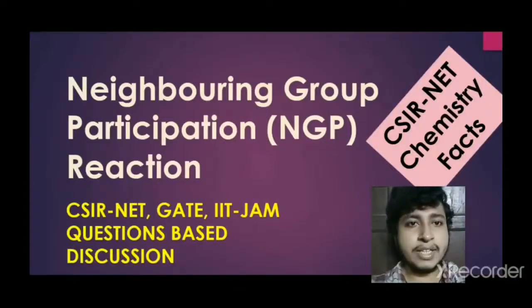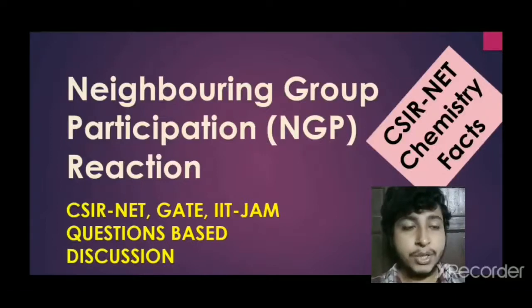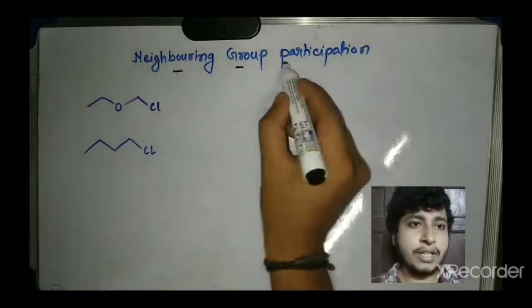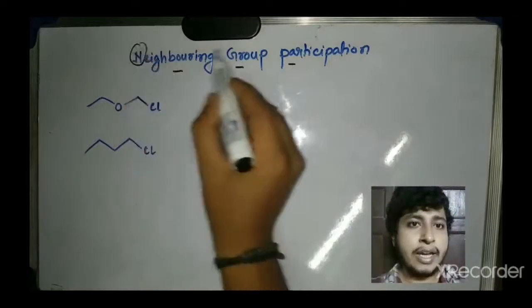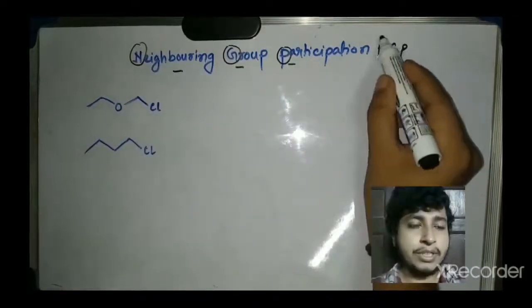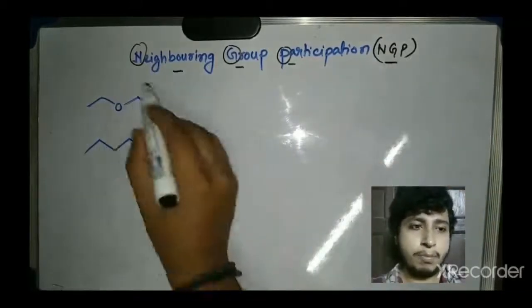Today we will discuss the neighboring group participation reaction. So let's start. So guys, neighboring group participation reaction is actually an NGP type of reaction. The full form of NGP is neighboring group participation.